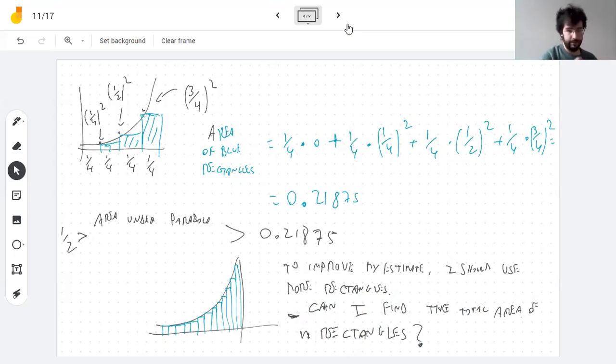And it's tricky. You have to picture n rectangles in your head, and you have to think of what their bases and heights are going to be, and then you're going to have to add the areas of n many things. This is what makes this topic complicated, but we're going to do it because we're great. There's nothing that can stop us.